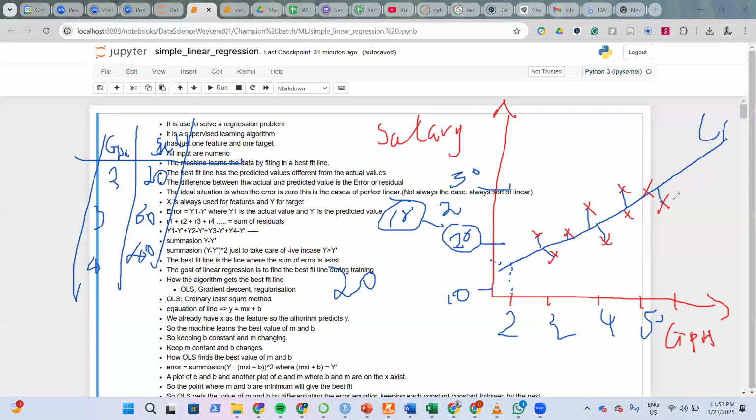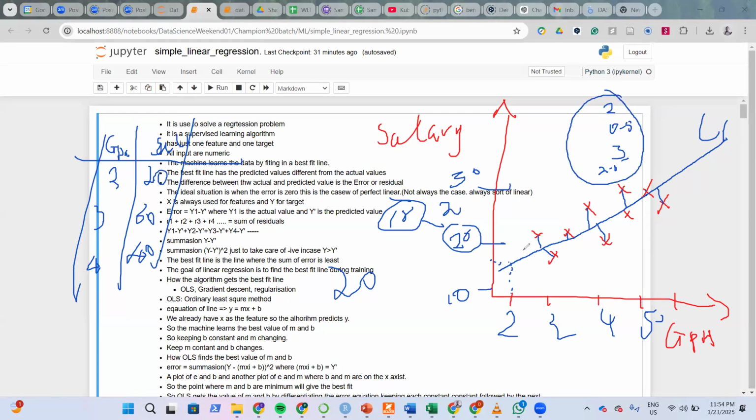So what am I saying? It's going to take the difference between this point and this point. Say the value is 2. The difference between this point and the line of best fit, the value is 0.5. This one will be around 3. This one will be around 2.5. And then it's going to calculate all these residuals and then sum them up.